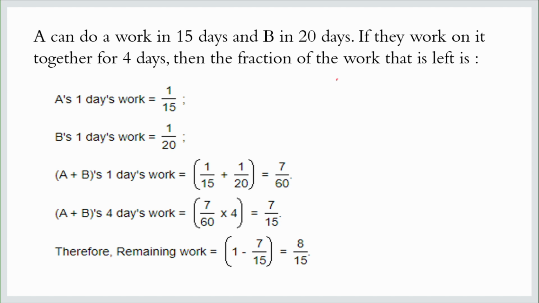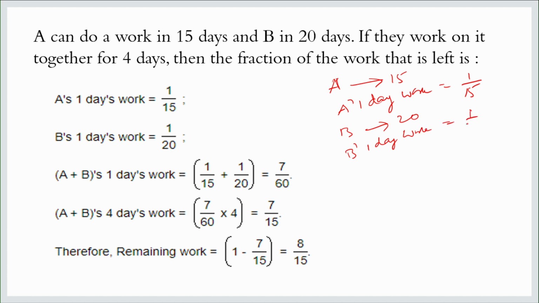A can do the work in 15 days. In 1 day, how much can A do? A's 1 day work is 1/15, correct? Similarly, B can do the work in 20 days. B's 1 day work is 1/20. A's 1 day work is 1/15. B's 1 day work is 1/20.